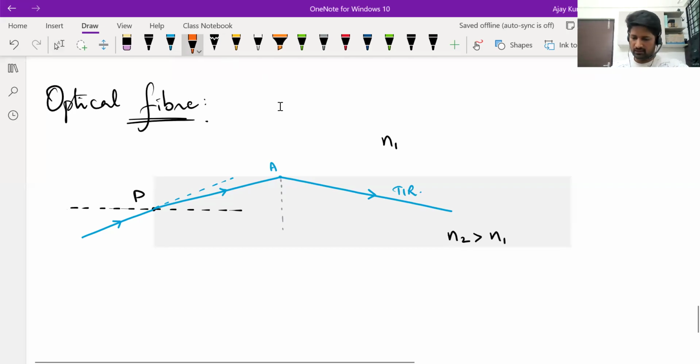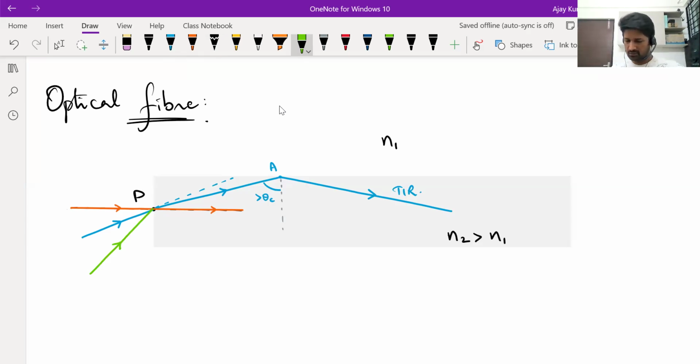Now see, the ray which is incident along the normal would have passed straight without any deviation. That's fine. And this blue ray is incident at some angle. This angle is greater than the critical angle, so it is undergoing total internal reflection. That is also fine. Let's increase the angle of incidence. If you increase the angle of incidence outside, then what will happen? The original direction of propagation of this green ray was like this. Then after bending, maybe it will go like this.